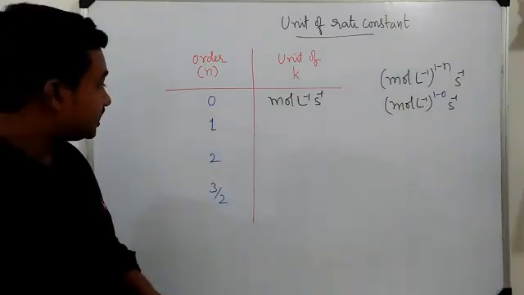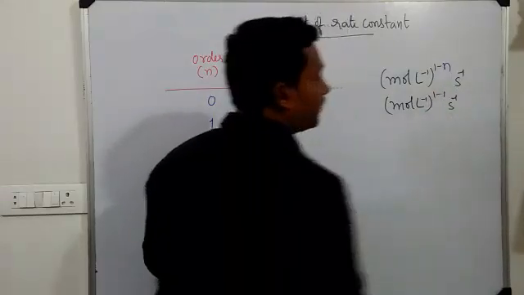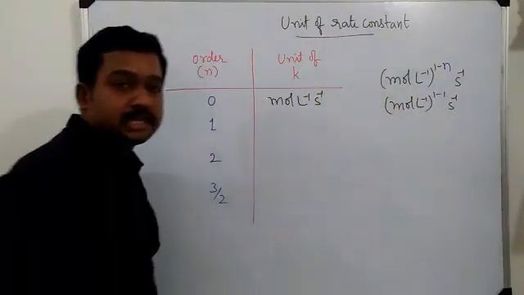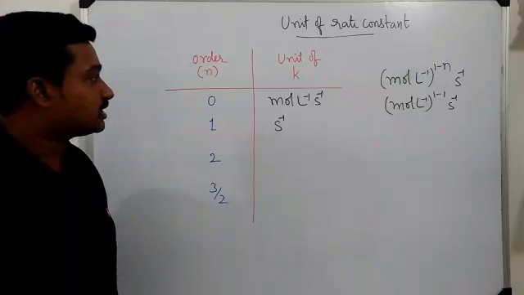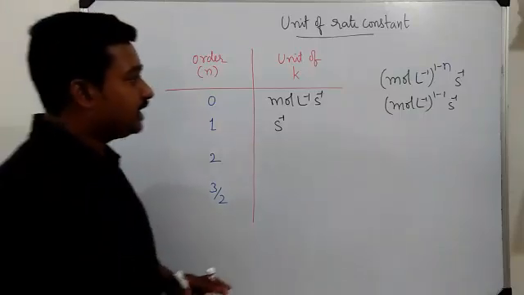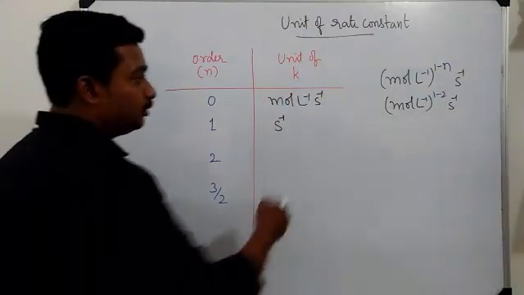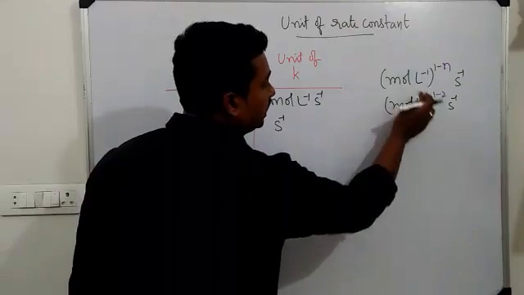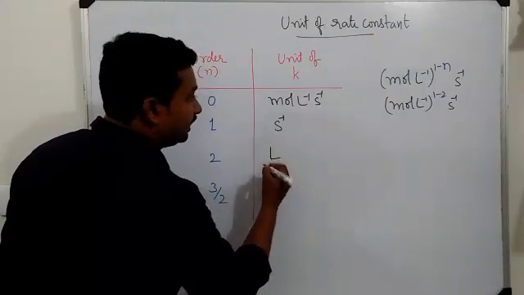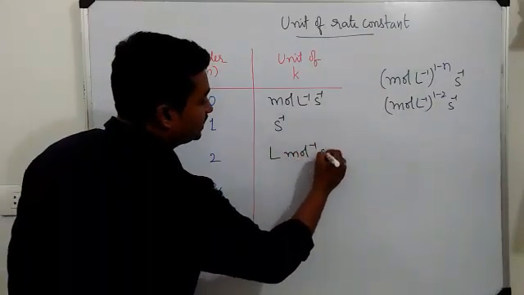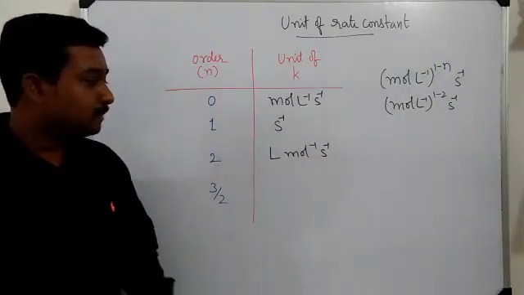Now let's say n is equal to 1. Then this value 0 changes to 1. Then what remains? Mole per liter power becomes 0. So only per second is the SI unit or standard unit of rate constant for first order reaction. If n changes to 2, then what is the unit? Now look at it. It becomes mole power minus 1, liter power plus 1. So I will rewrite this like this. Liter per mole per second. The unit of second order has become liter per mole per second.